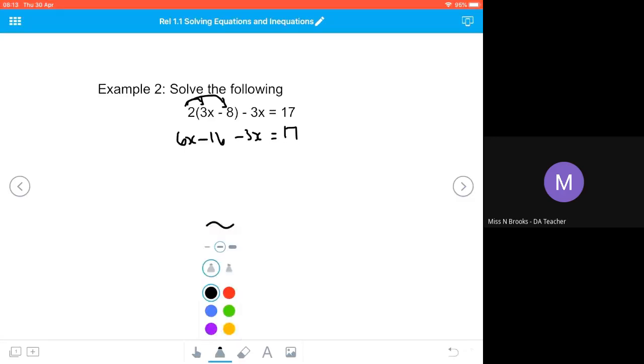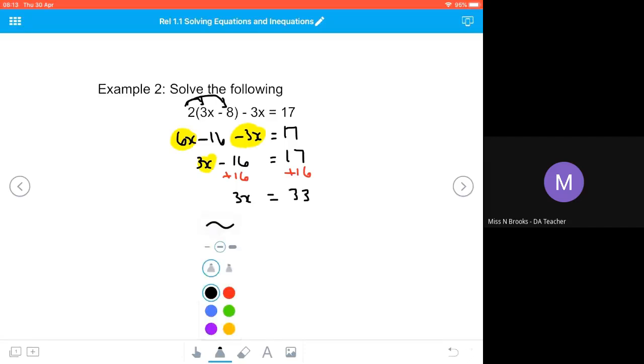Now I need to collect my like terms, so I've got 6x and I've got take away 3x, because the sign has to go with the x term. And so 6x take away 3x leaves me with 3x, take away 16, and that's going to equal 17. Now I'm trying to isolate that x term, so I need to do the inverse process of take away 16, which is add 16. So I'm going to add 16 to both sides. And that leaves me with 3x = 33.